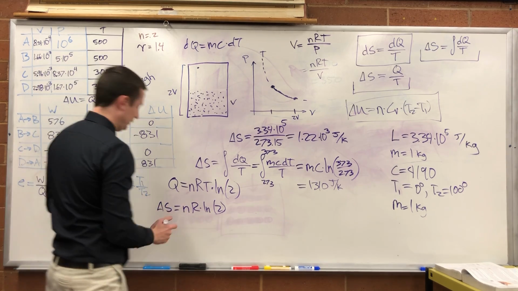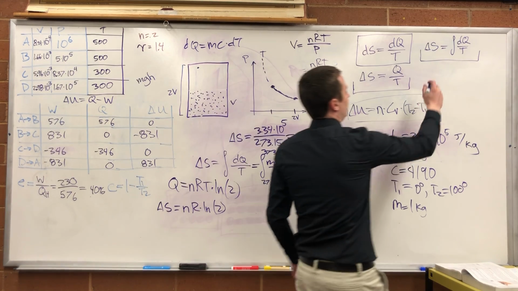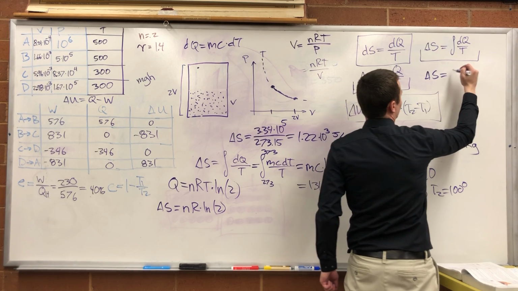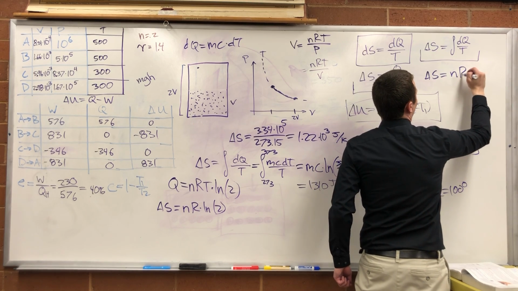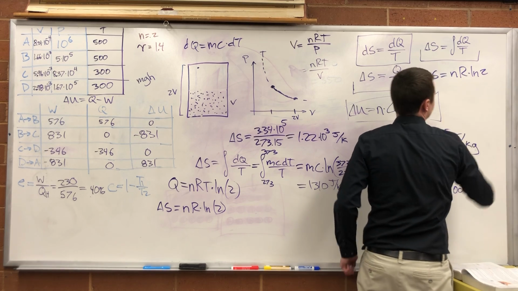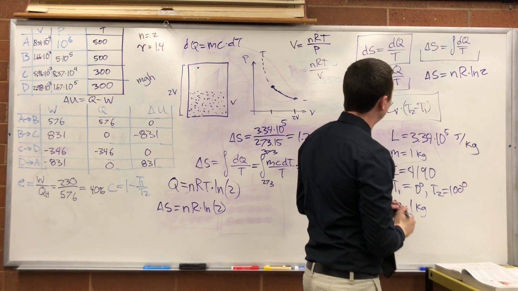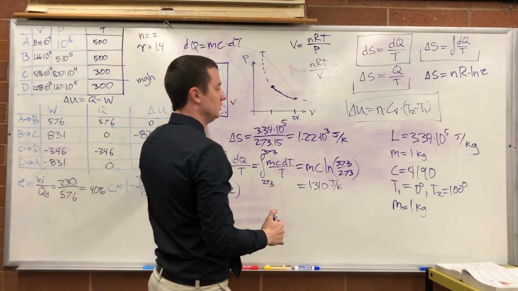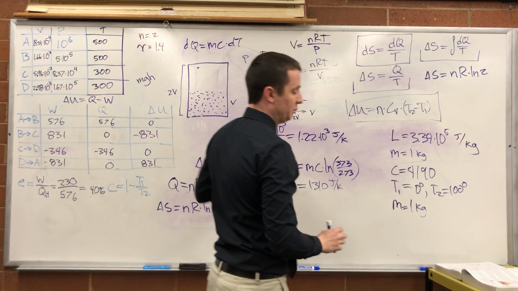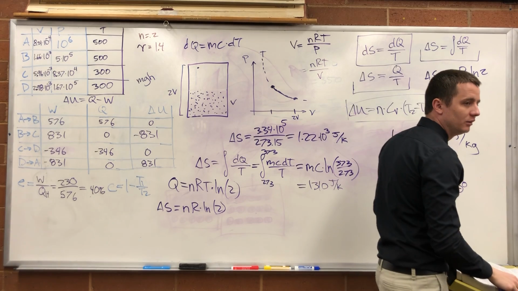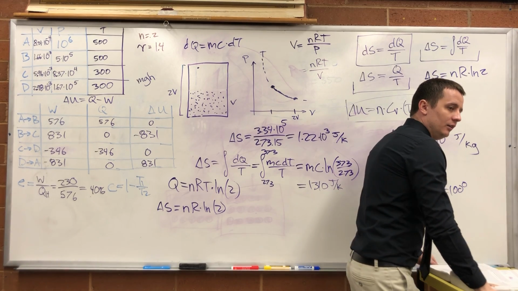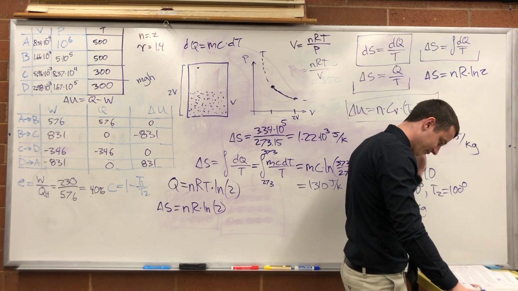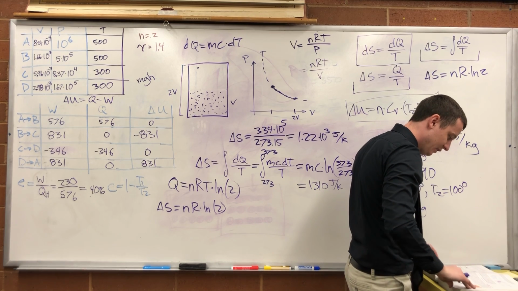So for this expanding gas, and that's one that we'll see here in a second, so let me put that up here somewhere where we'll remember it. We got NR times natural log of 2. That's only when the volume doubles, though. We're going to redo this example, but calculating entropy the brute force way. The brute force way? Yeah. You'll understand in a second why I put that part there.